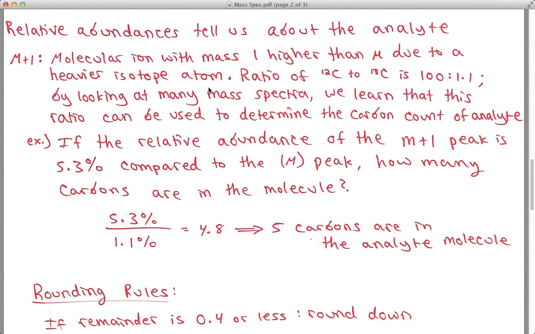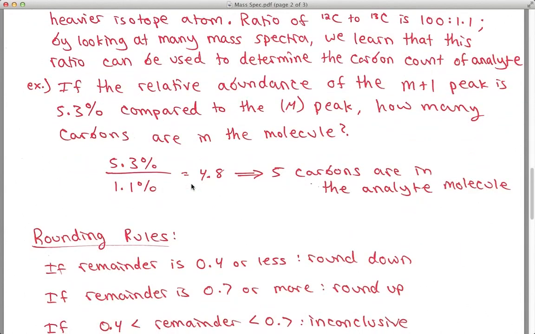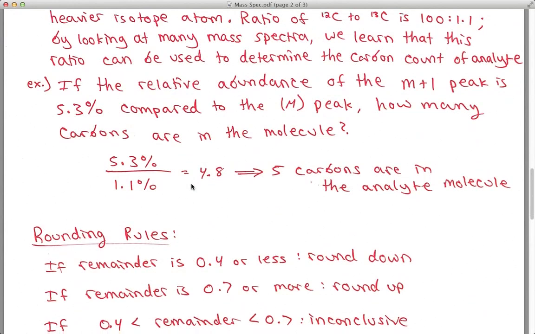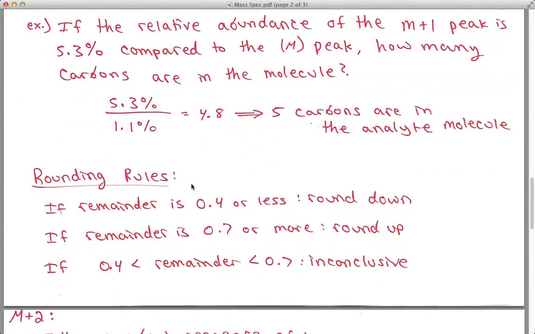Analysis of many mass spectra leads us to the conclusion that if we look at the relative abundances of the M+1 peak compared to the M peak, we can use the comparison of the relative abundances to determine the number of carbons in the analyte. For example, if we're given nothing else besides the following pertaining to a mass spectrum, we could still tell how many carbons are in this molecule.